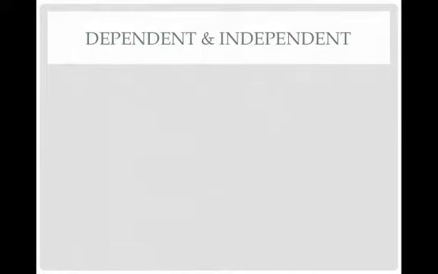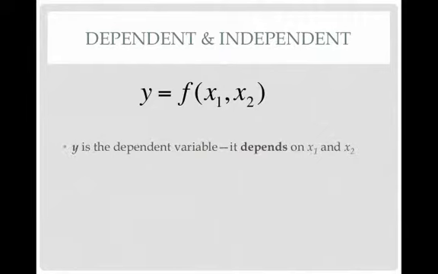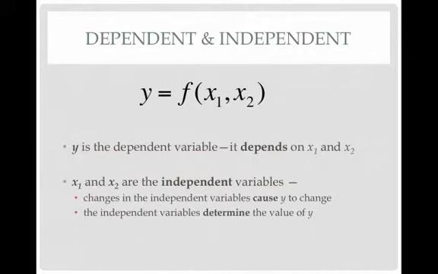The first one is dependent and independent. Okay, so here we go again. Y equals f of x1 and x2. Y is the dependent variable. It depends on x1 and x2. And x1 and x2 are the independent variables. So x1 and x2 are going about their merry way and they're doing what they want, and as they move around, y follows them. Y is connected to them. Y is caused by them. You can also say that x1 and x2 determine the value of y.